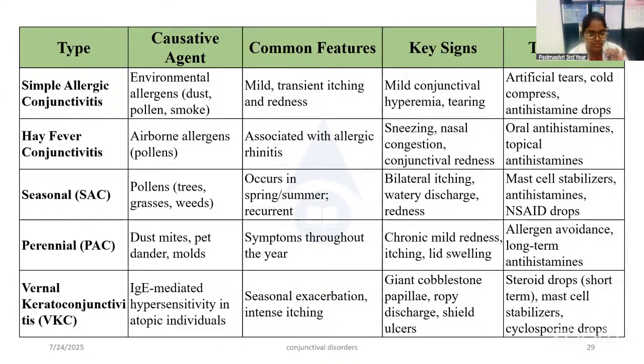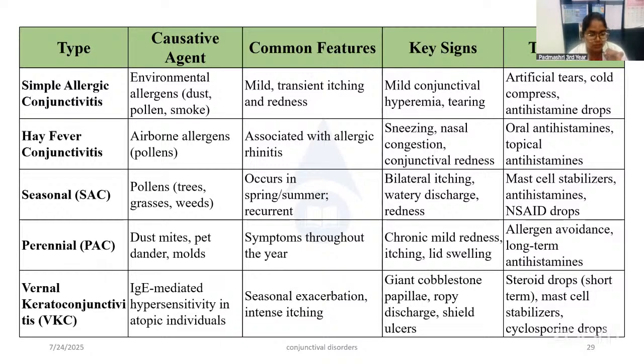Perennial allergic conjunctivitis. So the causative agent is dust mites, pet dander, and molds. Common features are symptoms throughout the year. So the key signs are chronic mild redness, itching, and lid swelling. Treatment options are allergen avoidance and long-term antihistamines.